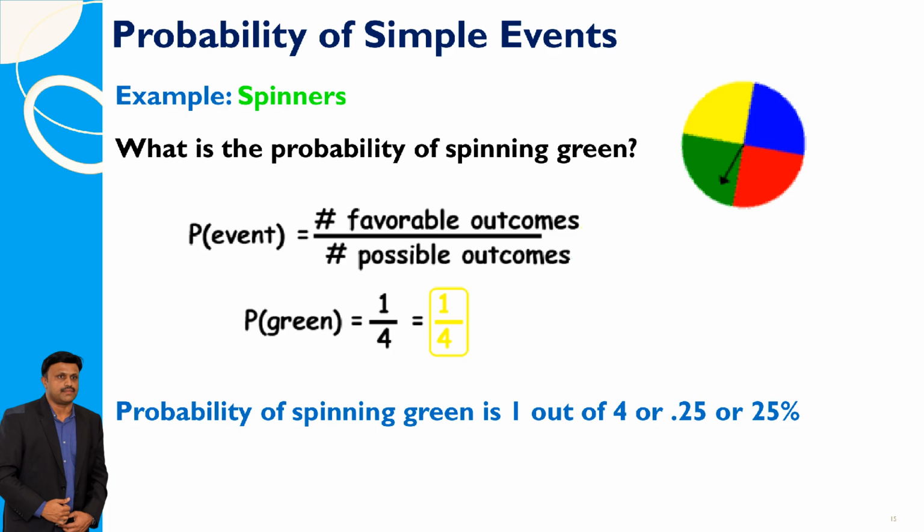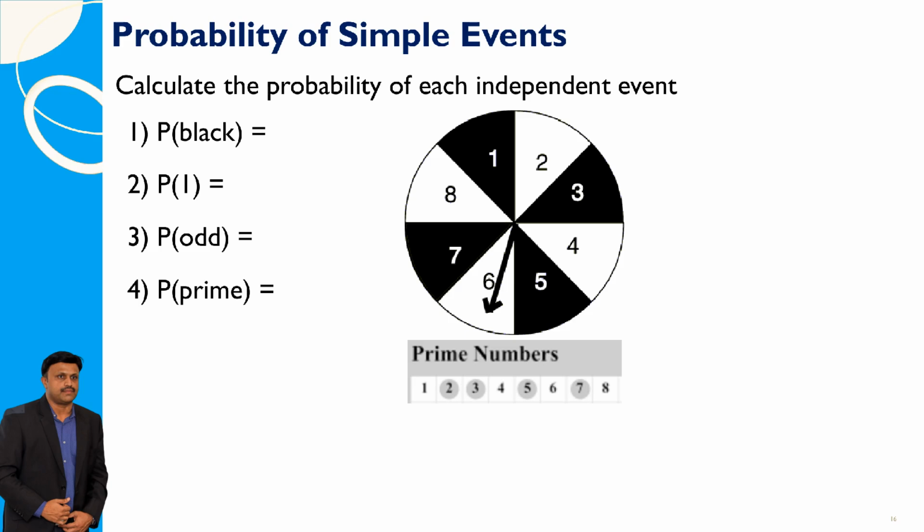To determine the probability of spinning green on a spinner with 4 equally likely outcomes, divide the number of favorable outcomes by the total number of outcomes. Since there is one green section out of 4 possible sections, the probability is 1 divided by 4, which equals 0.25 or 25%. To calculate the probability of each independent event, determine the likelihood of each outcome occurring.